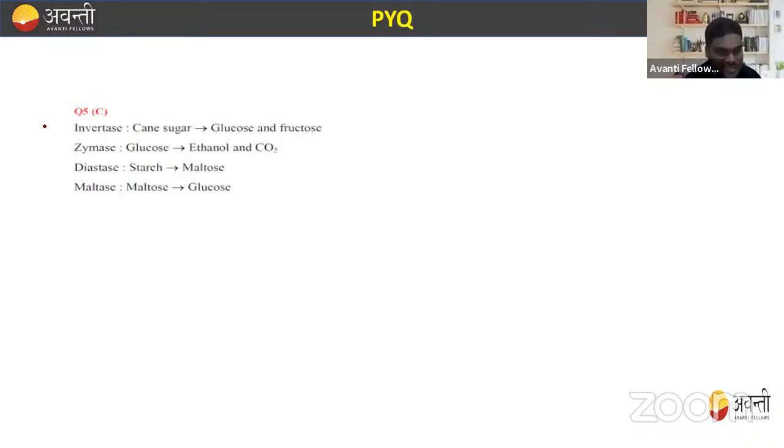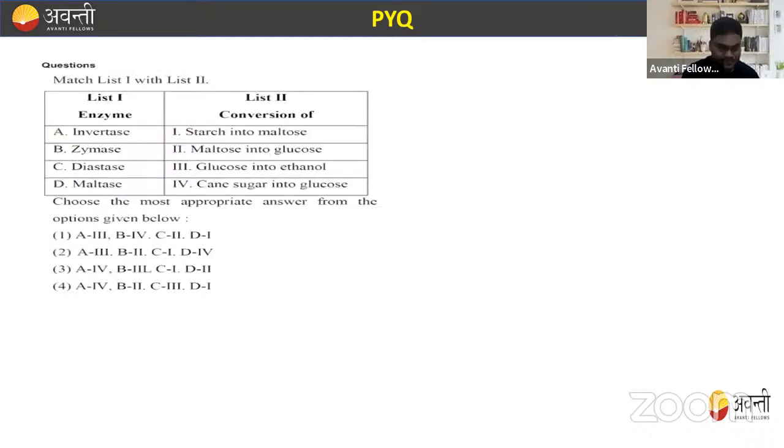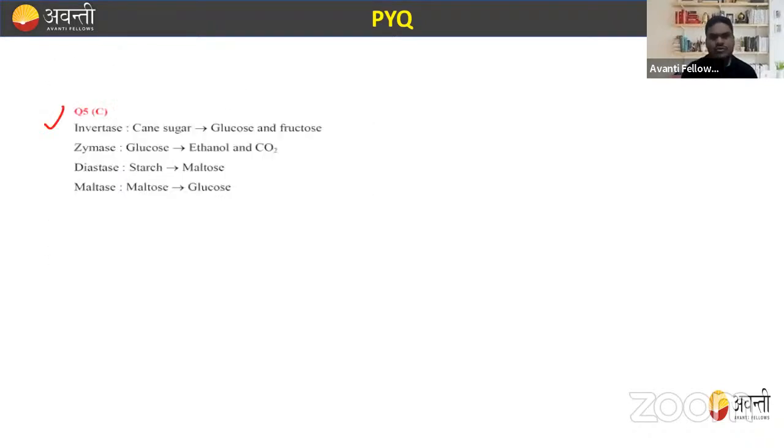So we know that invertase is basically used for cane sugar, and it will convert cane sugar into glucose and fructose. Next is zymase. Zymase is used for the conversion of glucose to ethanol and CO2. Similarly, diastase is used for the conversion of starch into maltose, and the maltase enzyme is used for the conversion of maltose into glucose.